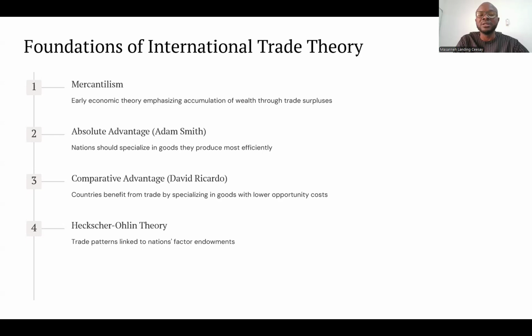Smith's absolute advantage theory was later worked on by Ricardo, who came up with the concept of comparative advantage. Basically, the comparative advantage theory proposed that nations should specialize. And how should they determine what product or service they should specialize in? If, for instance, they're producing two goods, say good A and good B, the one with the lowest opportunity cost is the one that they should specialize in, to be able to maximize their benefits from international trade.